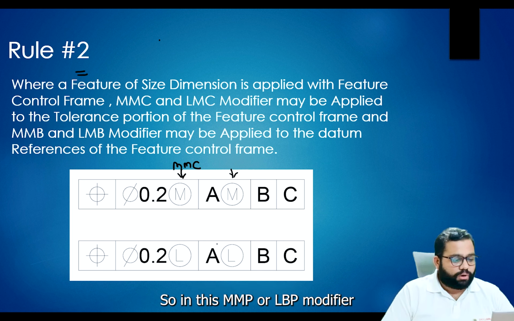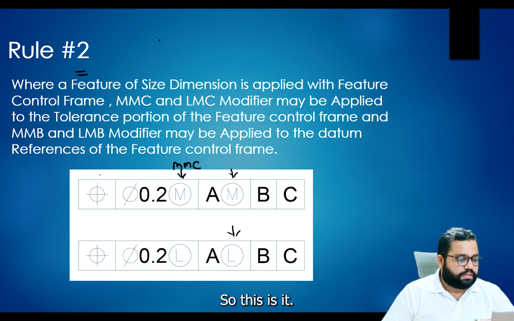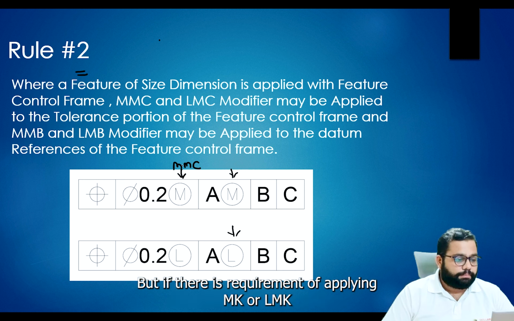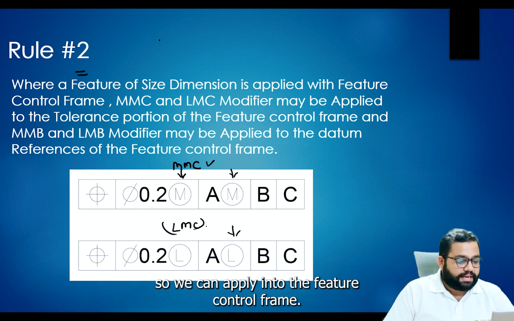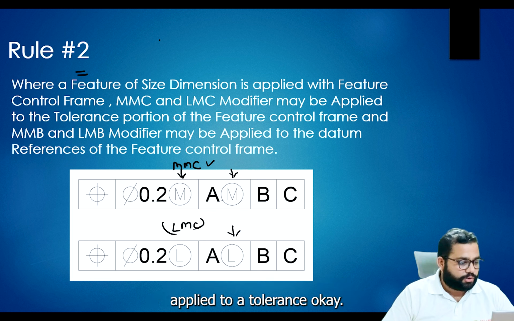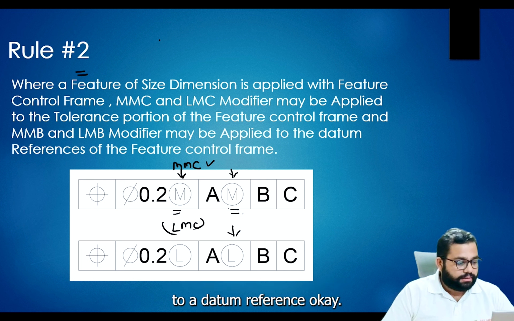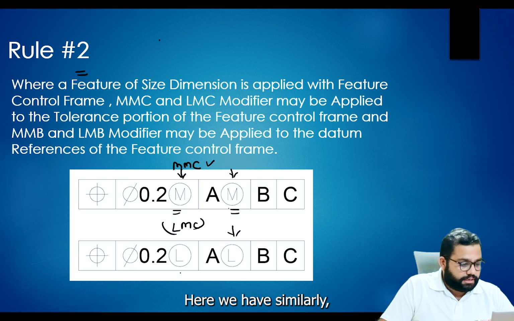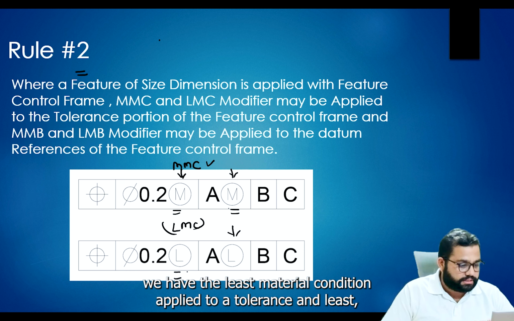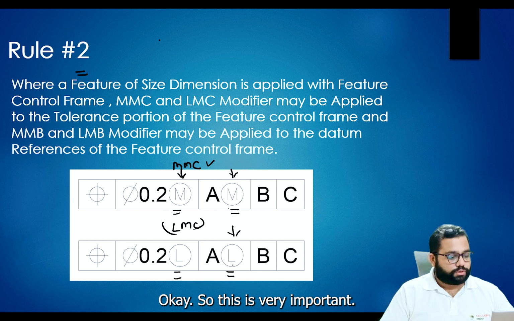So the MMB or LMB modifier may also be applied to the datum reference of the feature control frame. Okay, so we are coming out of the default condition. But if there is a requirement of applying MMC or LMC, we can apply it in the feature control frame. Here we have the example of the maximum material condition applied to a tolerance, and maximum material boundary applied to a datum reference. Similarly, we have the least material condition applied to a tolerance and least material boundary applied to a datum reference. This is very important.